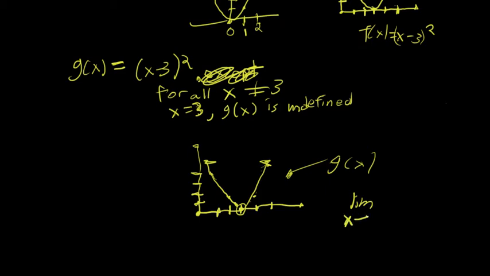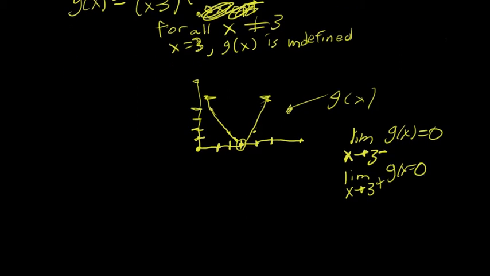Why? Because the limit as x tends to 3 from the left of g of x equals 0, and the limit as x tends to 3 from the right of g of x equals 0. Since these two limits are equal, we can say that the limit as x tends to 3 of g of x is 0. We can drop the left and right. But remember, g of x is not defined where x equals 3.